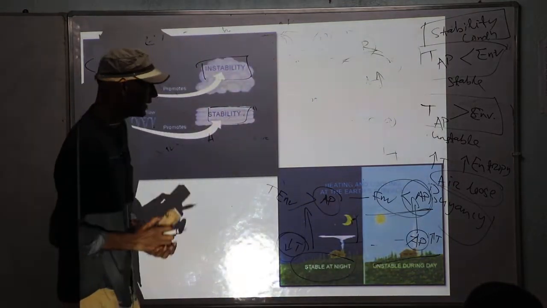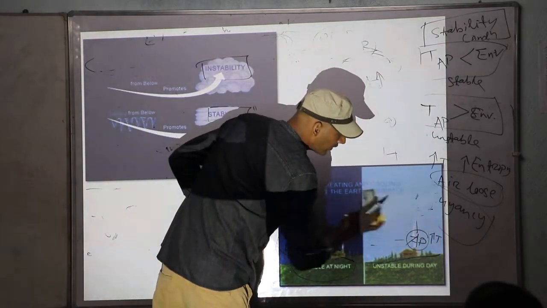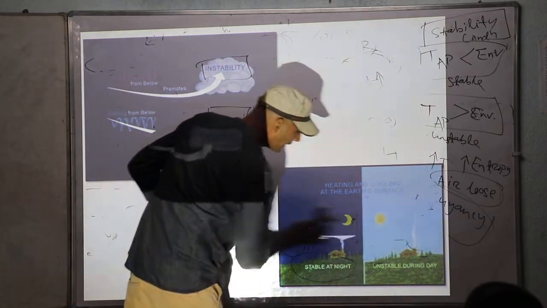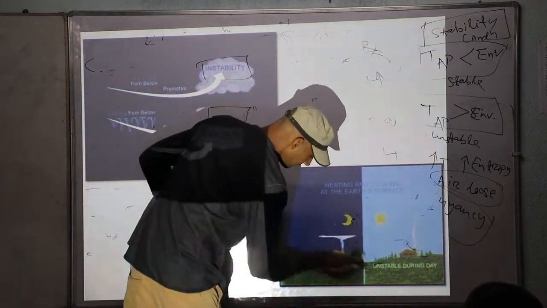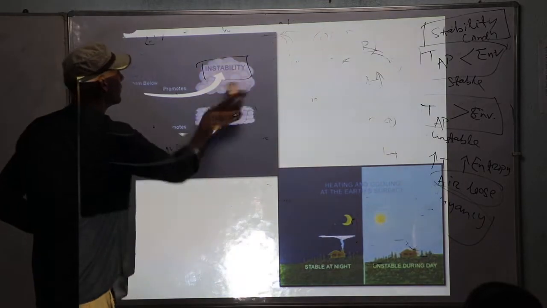We generally see that during daytime there is precipitation when there is some instability or unstable atmosphere.